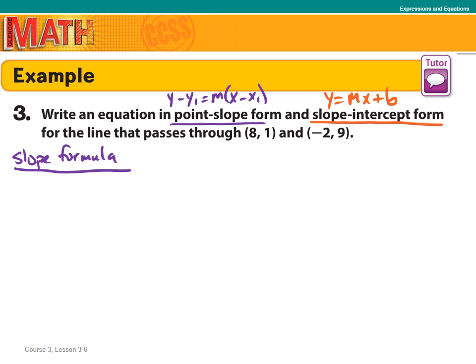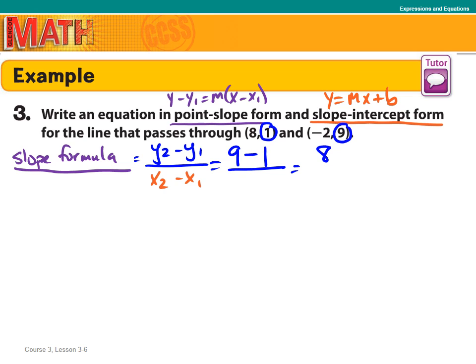So let me take my slope formula, which is y2 minus y1 over x2 minus x1. So y2 is 9 minus y1, which is 1. Let's continue simplifying that. 9 minus 1 is 8. Let's look at our x's. Negative 2 minus 8 is negative 10. And we would like to simplify this. We can divide both numerator and denominator by 2. We end up with negative 4/5 as our slope.